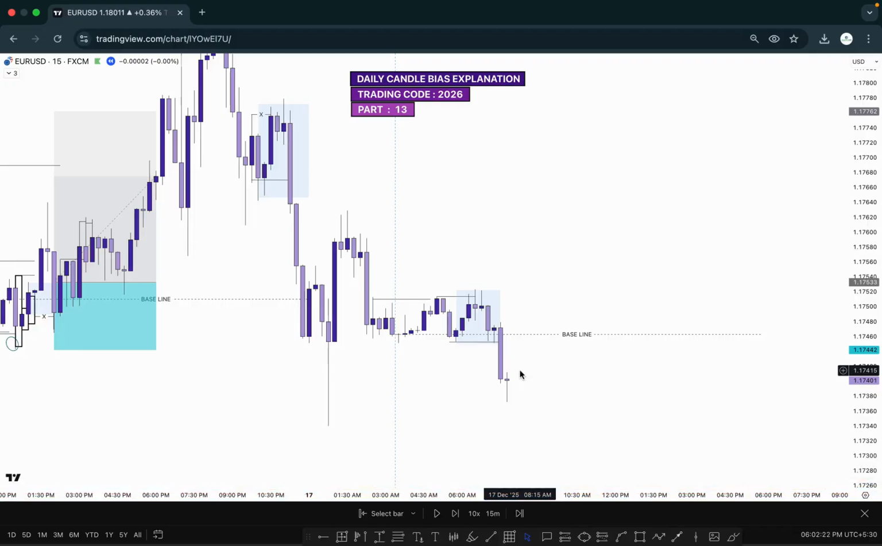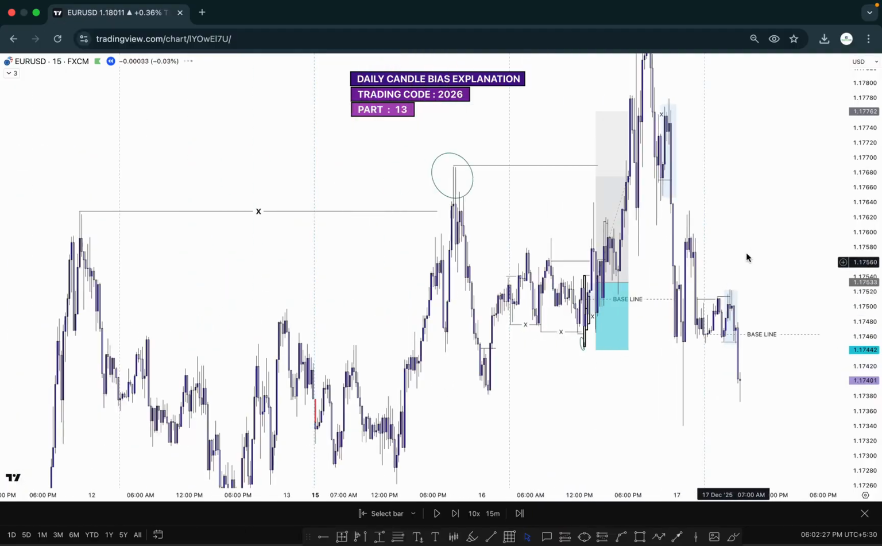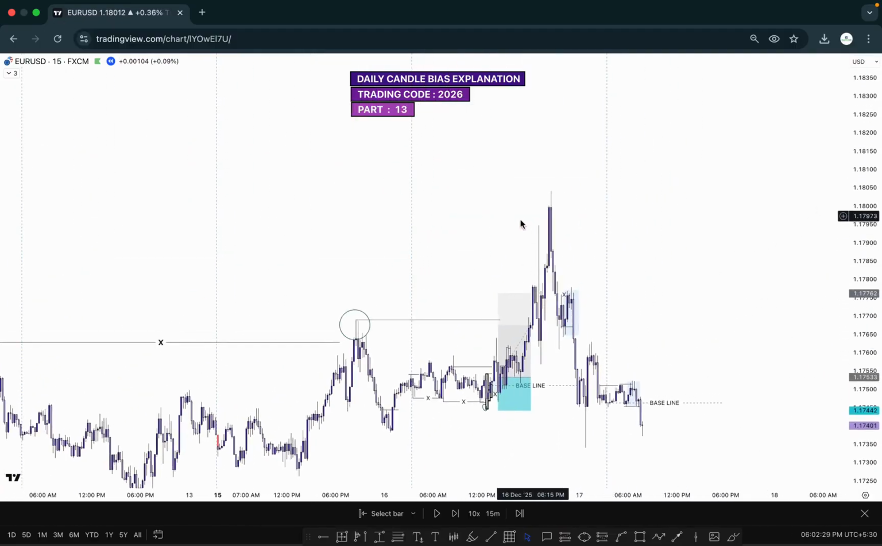Why are we planning here for a sell? Two confirmations are here. The first one is that price is trading below the baseline, and the second confirmation is that the market closes below it. It means the opening of this one and the candle closes below it. It means this is a liquidity grab here.